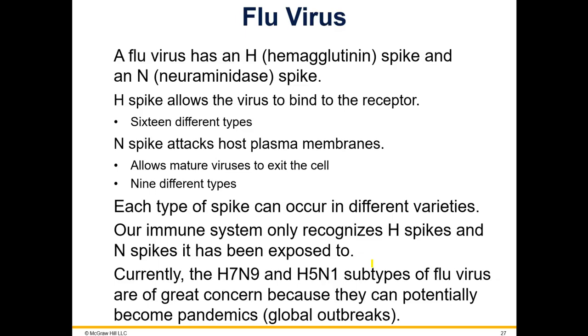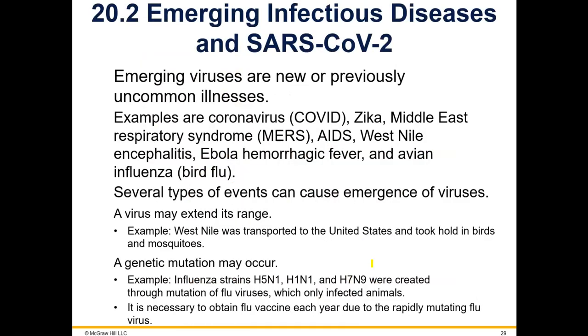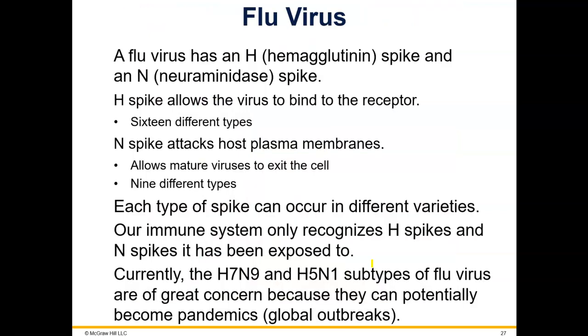Now, going back to viruses, because it's going to show you how the flu virus works. So the flu virus has 2 types of spikes, an H spike and an N spike.